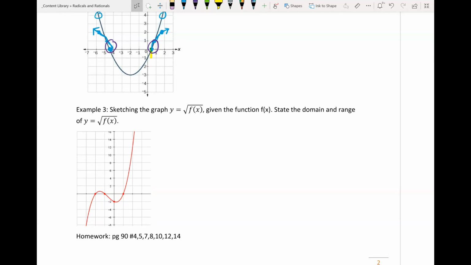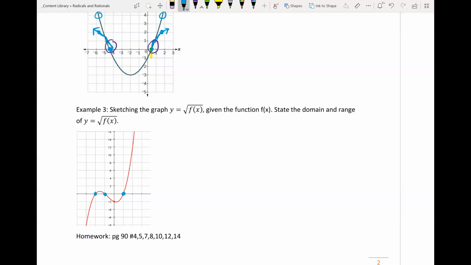Okay, let's do another example now. We're going to sketch the graph of the square root of f of x, given that f of x is a cubic function. The same principles are going to apply. So we're going to do the same rules as what I stated before. The first thing you're going to do is draw in your x-intercepts because those will be the same.